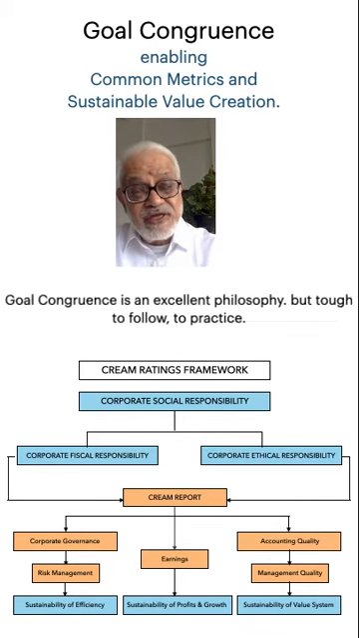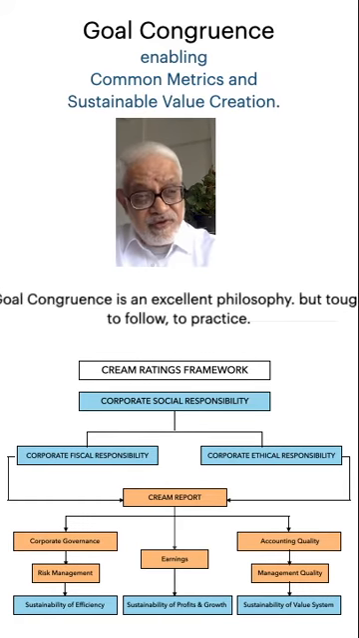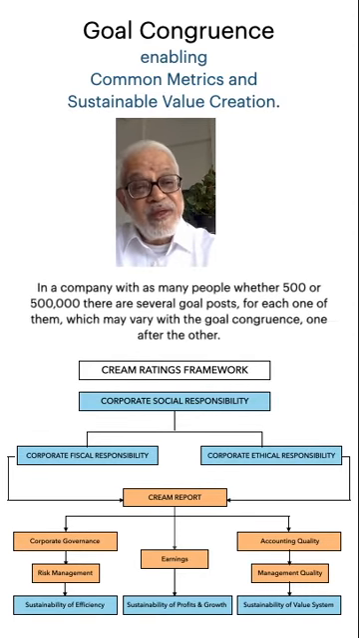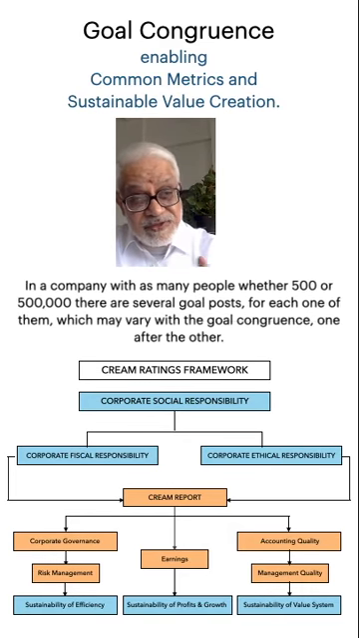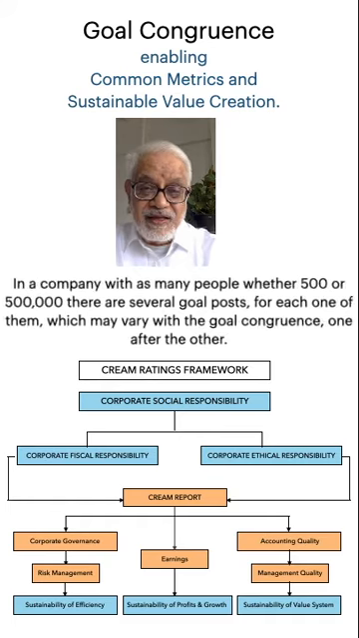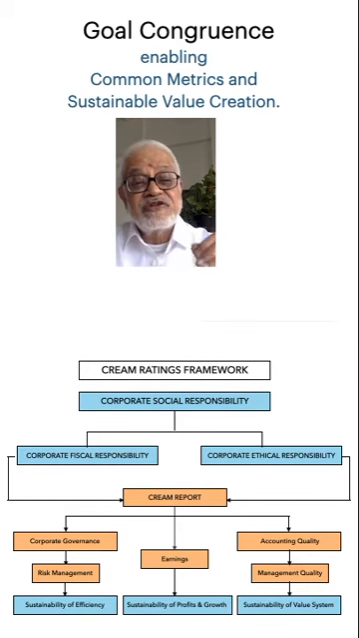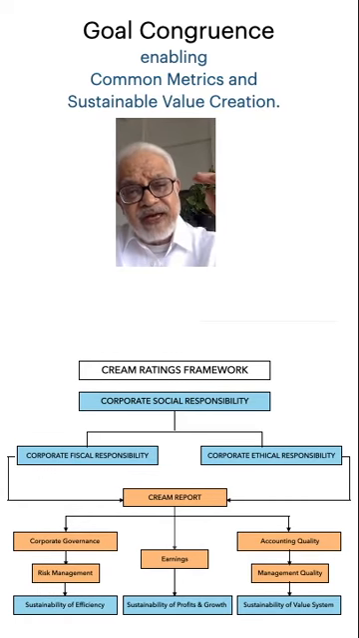Goal congruence in a company as of today, when we try to do that, in a company with as many people, could be 500 or it could be 500,000, there are several goalposts for each one of them, which may vary with goal congruence, one after the other. When we do that analysis, it is the organization structure that we have. The organization structure that we have is almost like China's organization structure. It is hierarchical, a one-man call center.